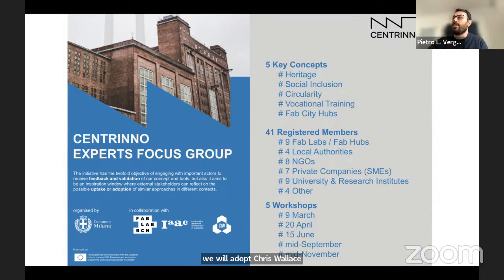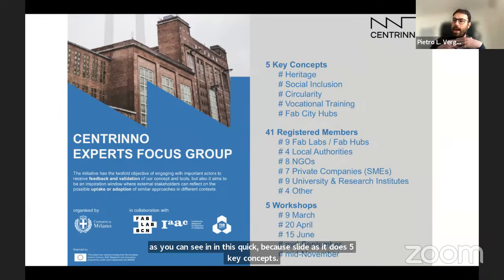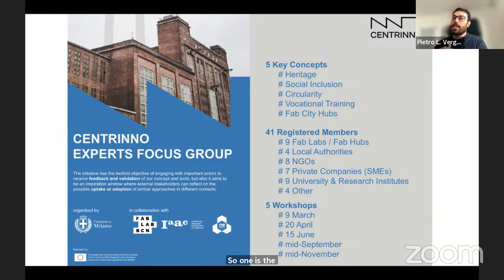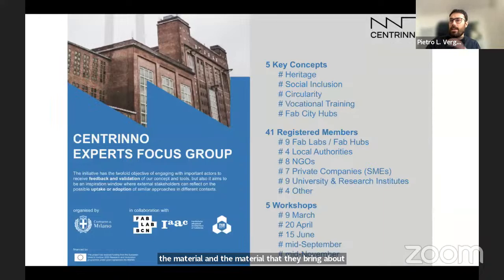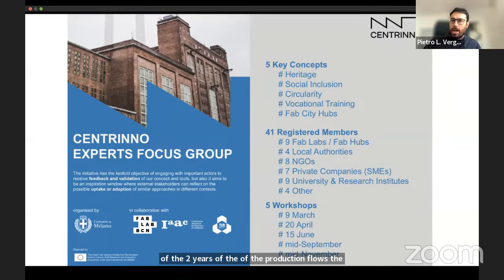And as you can see in this quick slide, Centrino has 5 key concepts. So one is the heritage, the historical urban areas, and the material and immaterial heritage they bring about. The social inclusion, so bringing together all the social components within a neighborhood and an area. The circularity of materials and production flows. The vocational training to develop the new skills that are required within this new system, and the Fab City Hubs as the final result of the project.